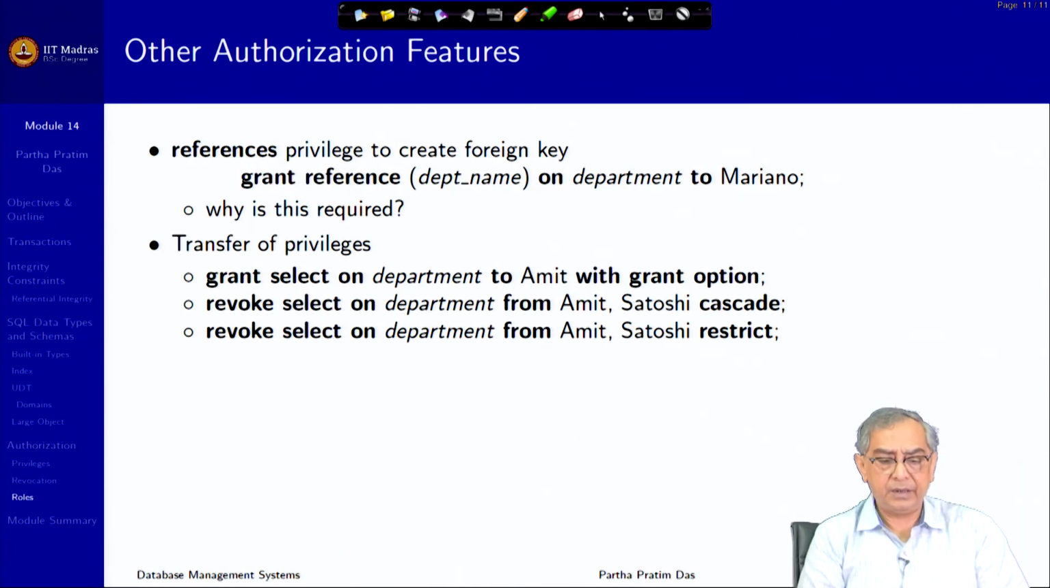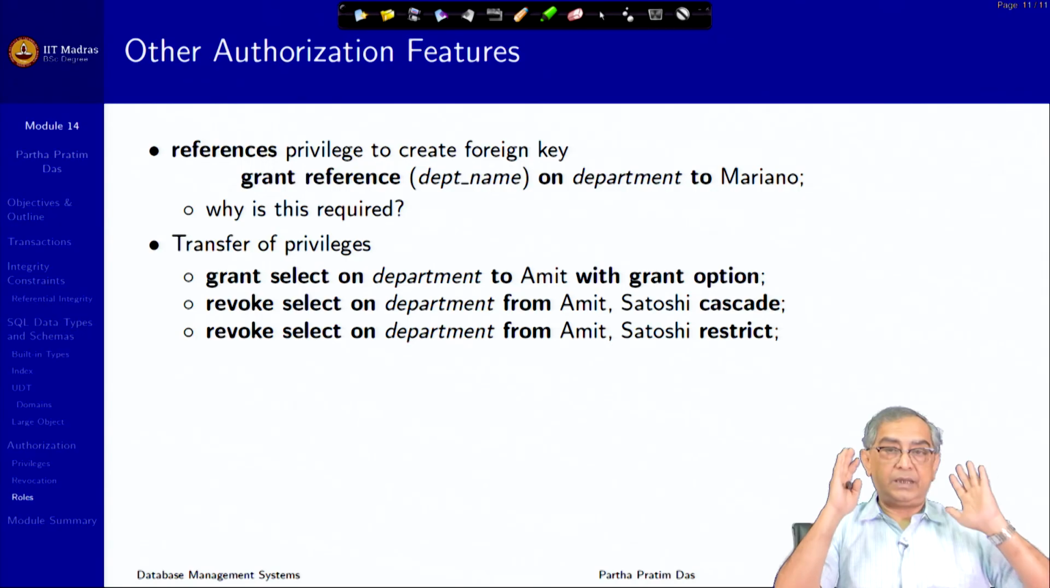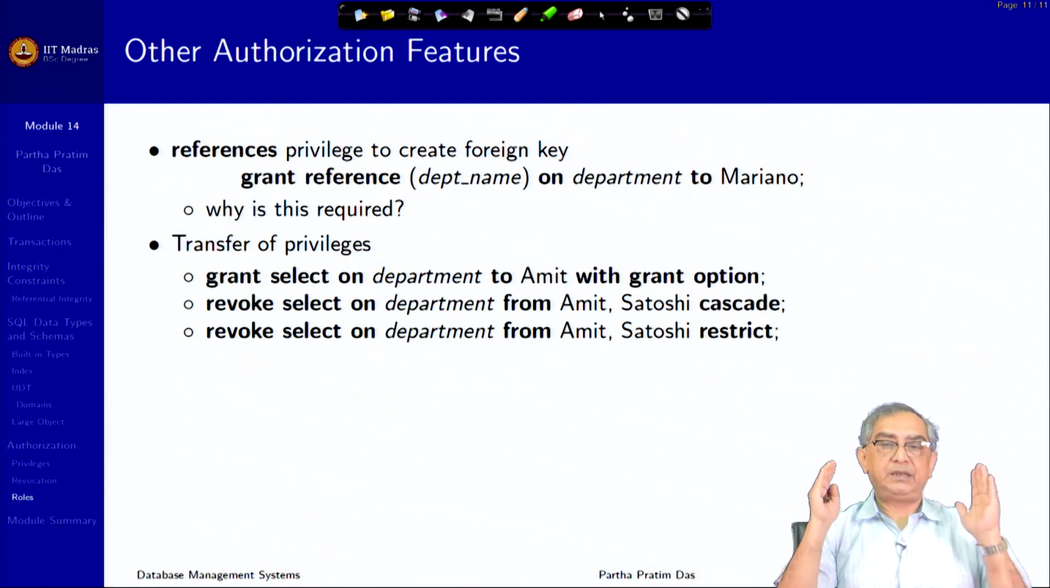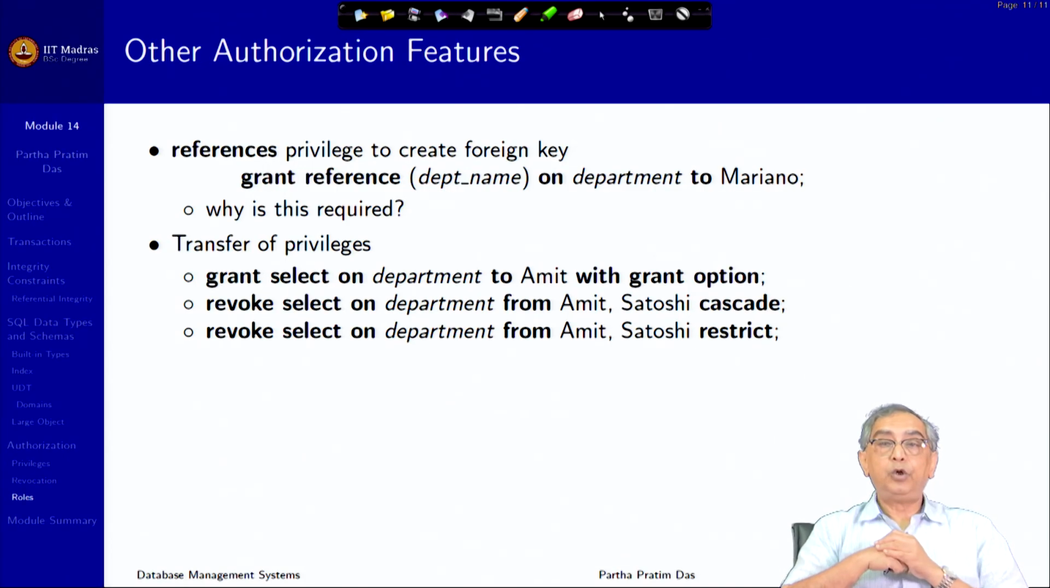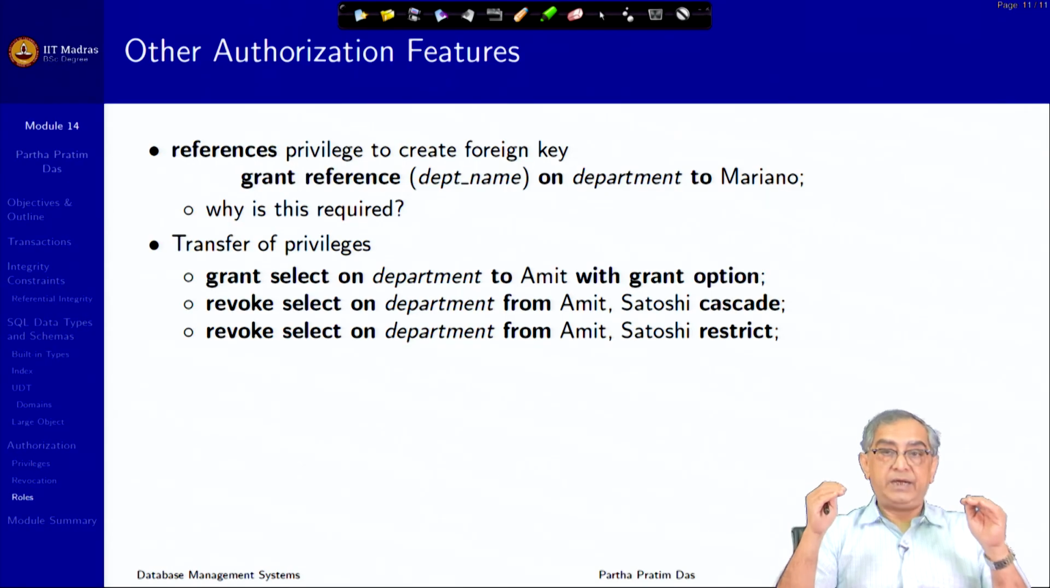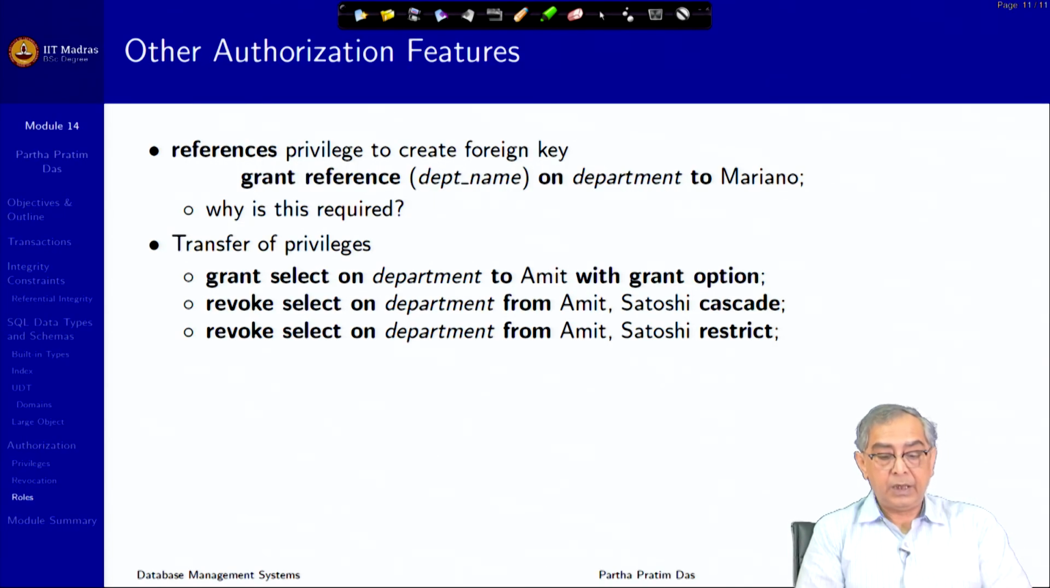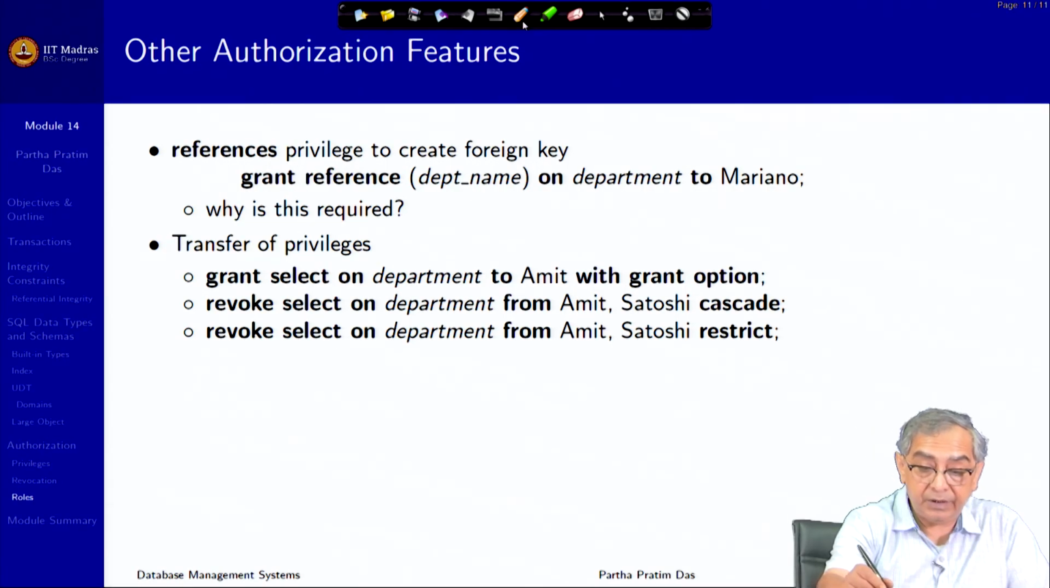There are several other authorization features also. Authorization by itself is a big topic. You can give the reference privilege, the privilege to create a foreign key. This is more like schema-based authorization. You can set a foreign key constraint, a referential integrity constraint, if you have this privilege, which may be important for some users because they want to maintain a certain consistency in the database, which was not originally planned for. And finally, you can also transfer privileges.